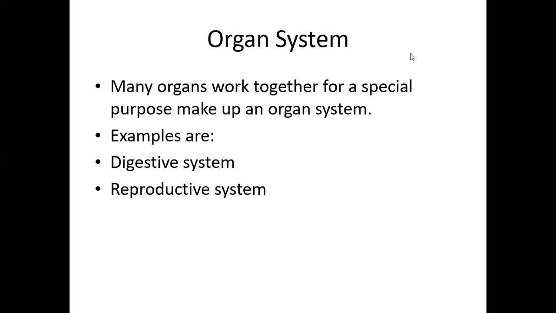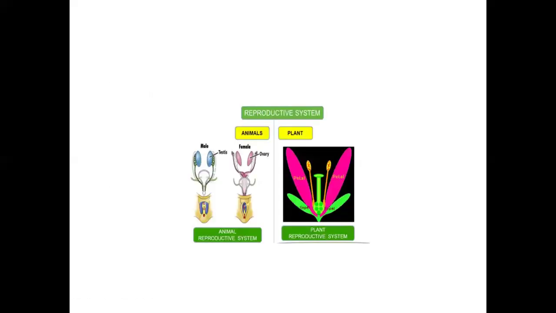I would like to move to the next slide where I have shown you the reproductive system in both animals and plants. You can see in animals the male reproductive system and female reproductive system, and in plants you can say both systems are here, male and female. It shows the female and the male reproductive part. So in this way, these can be the examples which you can use when you are asked about any.